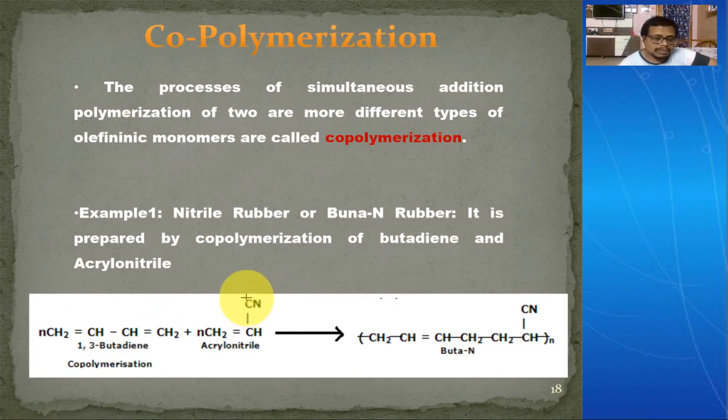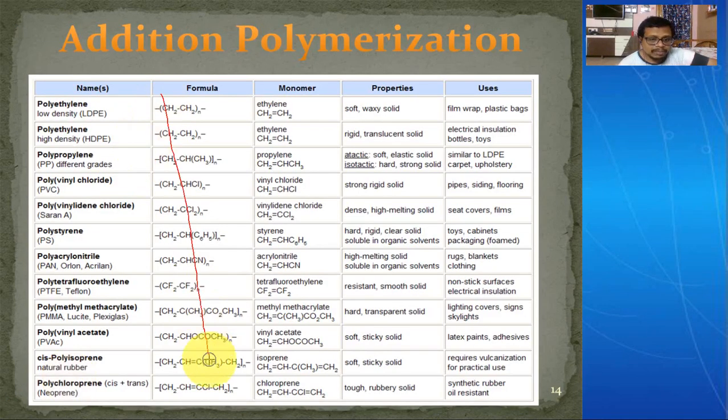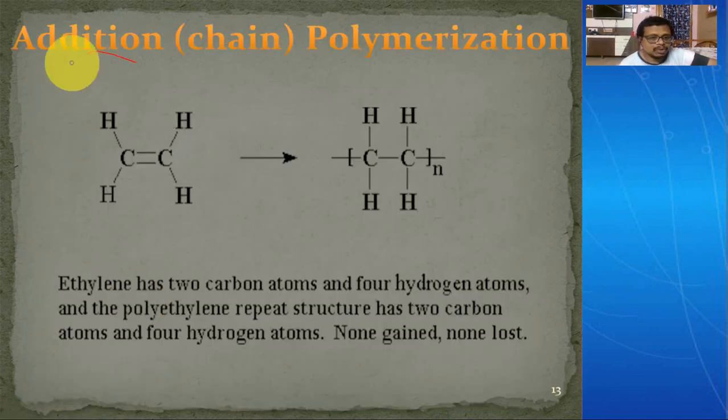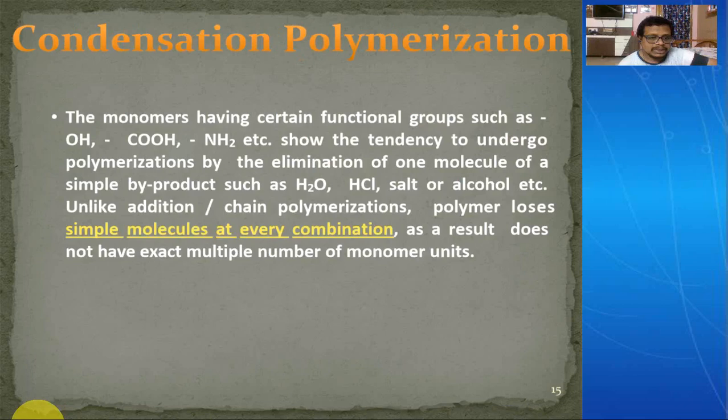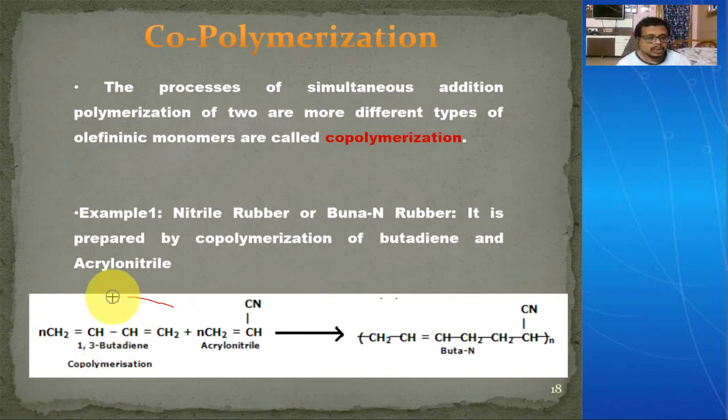Copolymerization is between addition and condensation. Here, double bonds are going to form, but there are different monomers. In addition polymerization, the monomers are all the same; two different monomers are not involved. But in condensation, two different monomers or functional groups are involved. That is the exact difference. Here there are two different monomers, but there is no byproduct.